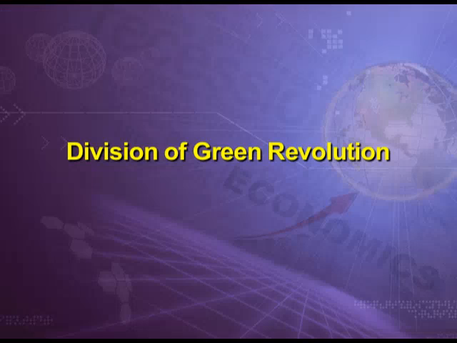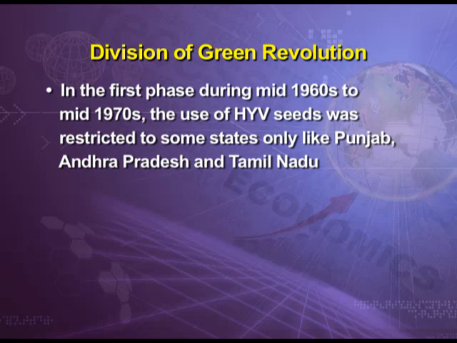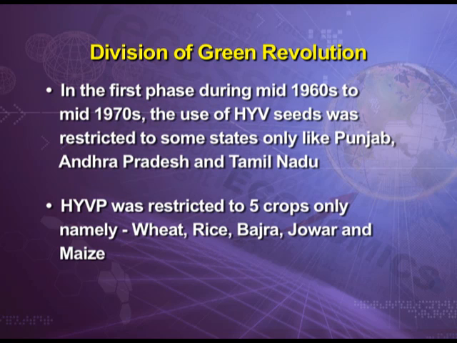It requires the use of fertilizers and pesticides in the correct quantities as well as regular supply of water in correct proportions. This green revolution is divided into two phases. The first phase is between the period 1960s to mid-1970s. The use of high-yielding variety seeds was restricted to some states only, like Punjab, Andhra Pradesh and Tamil Nadu. The high-yielding varieties program was restricted to 5 crops only, namely wheat, rice, bajra, jowar and maize.